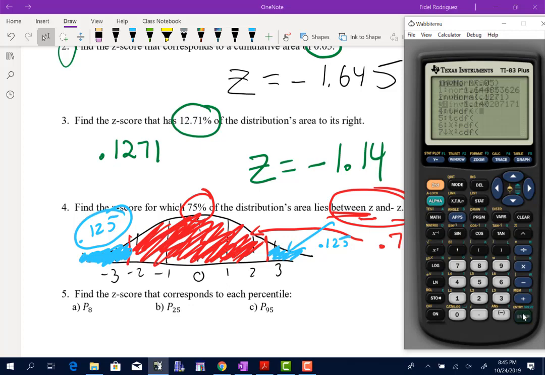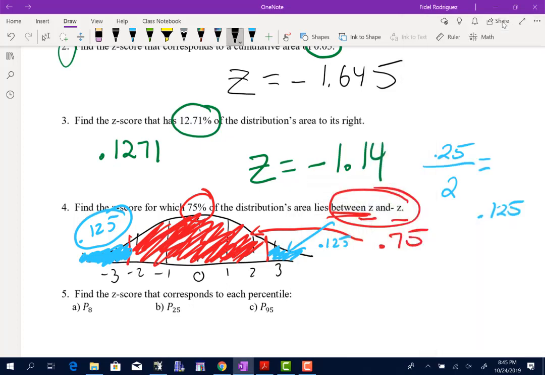And we want that area in the blue to be what number? 0.125, right? And then I'm going to hit enter. So guys, to 2 decimal places, what value am I getting for z? Negative 1 point what? 15? Okay. So that's telling me that this number here is negative 1.15.